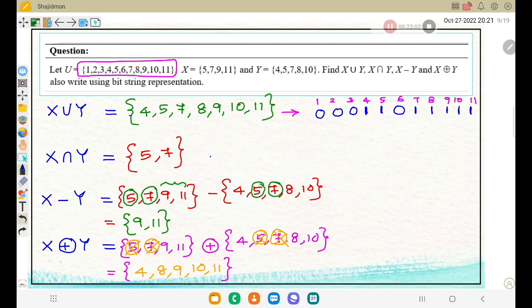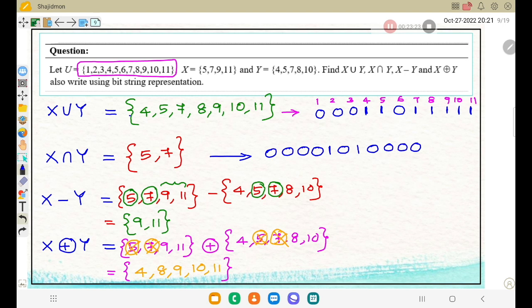Now same like here also x intersection y. What is x intersection y? 5 and 7 only present. So 1 place we are putting 0. 2 place 0, 3 0, 4 0, 5 place 1, 6 place 0, 7th place 1, 8 0, 9 0, 10 0, 11 0.